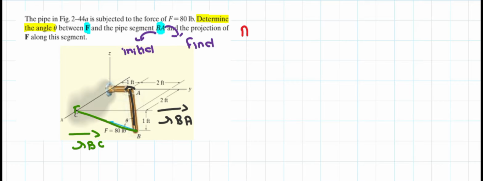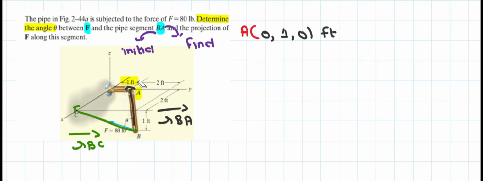Let's talk about point A first. Point A lies on the y-axis only, and this 1 foot distance is the y value of point A. It is positive 1 foot because the distance is indicated on the right-hand side. So the location of point A can be written as (0, 1, 0) foot, because point A lies on the y-axis only, which means there is no x or z value.